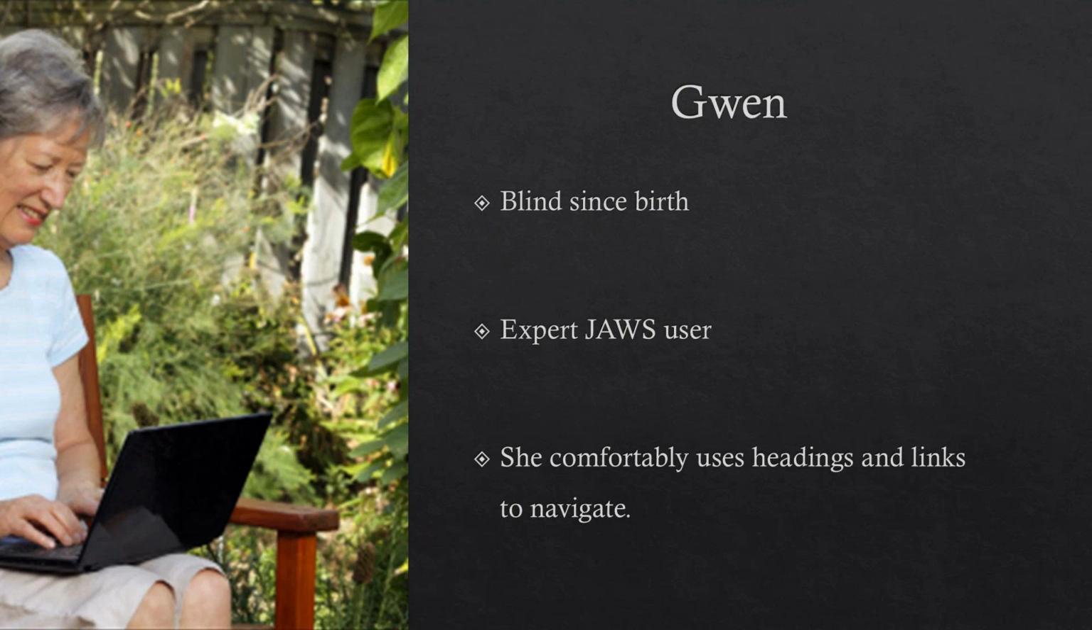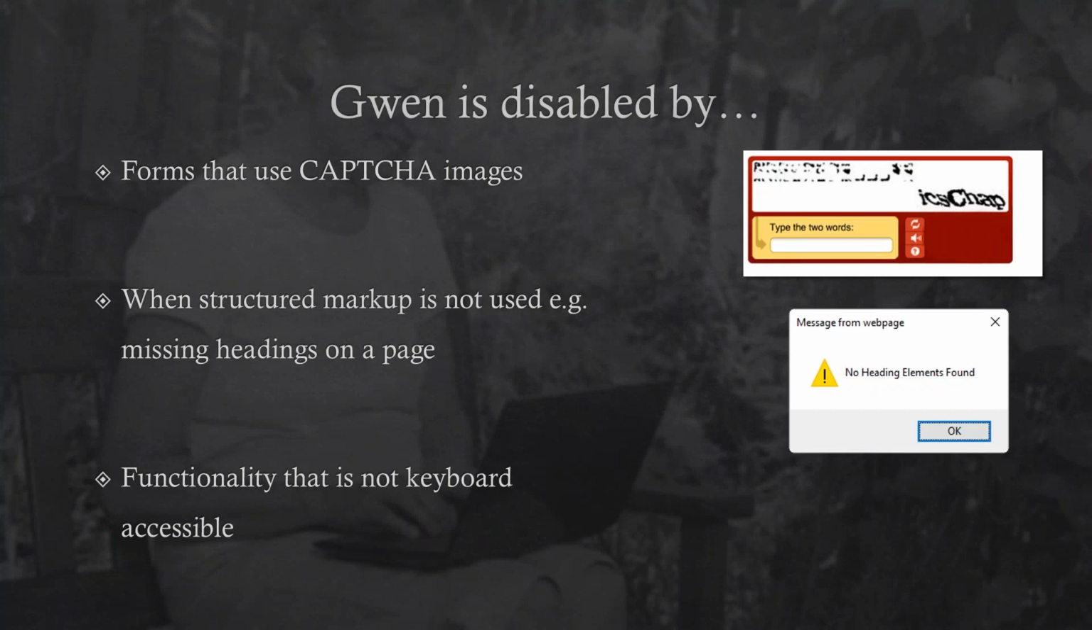So in this page, we've just got the one heading, Gwen, but they can use headings to quickly skim through content and find something relevant to them. So Gwen is comfortable using headings to navigate through a page. Now, Gwen might be blind, but she can be disabled by forms that use captcha images.